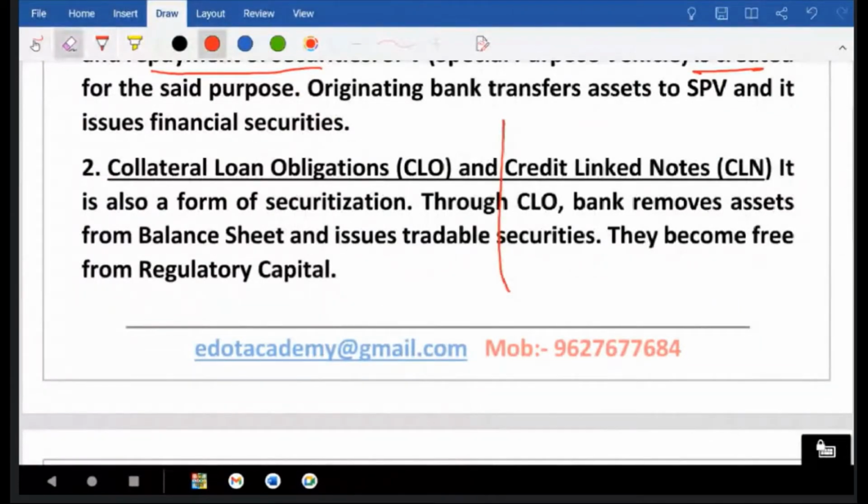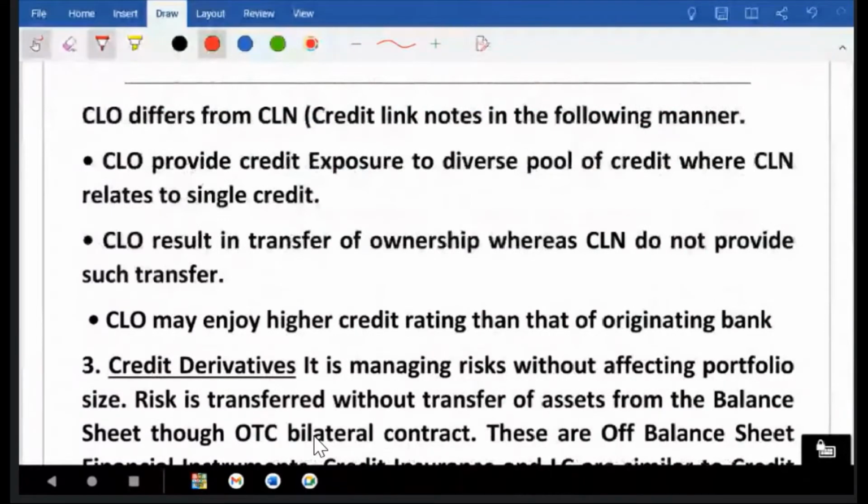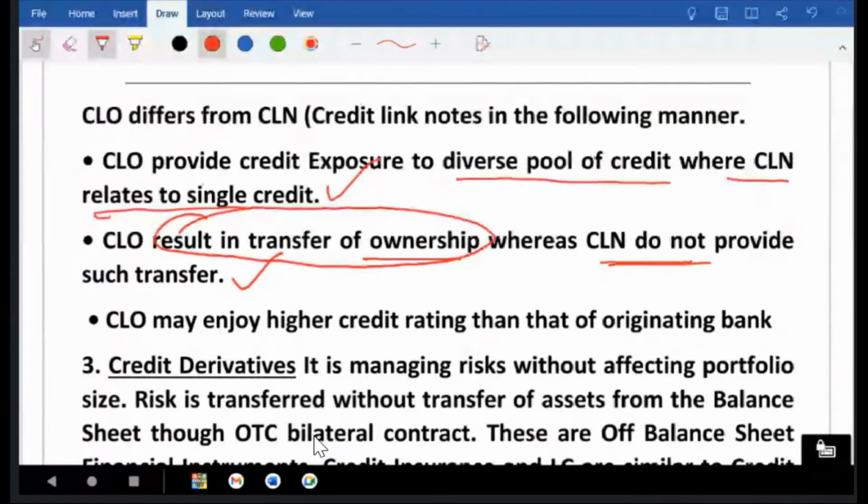Now CLN. What is the meaning of CLN? It means credit linked notes. The basic difference between CLN and CLO is that in CLO many people can purchase the securities, whereas in CLN only one person. CLO defines one security note in the following manner. CLO provides credit exposure to a diverse pool of credit, whereas CLN relates to a single credit. CLO results in transfer of ownership, whereas in CLN the ownership is not transferred, because in CLO many customers purchase the security, so there is transfer of ownership, whereas in CLN the ownership is not transferred.